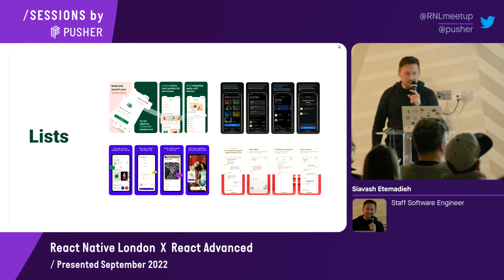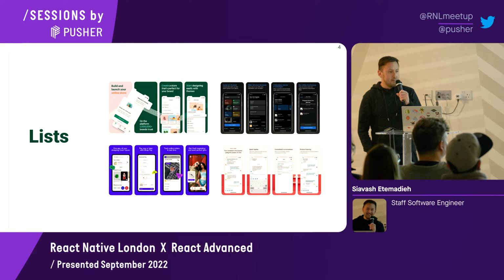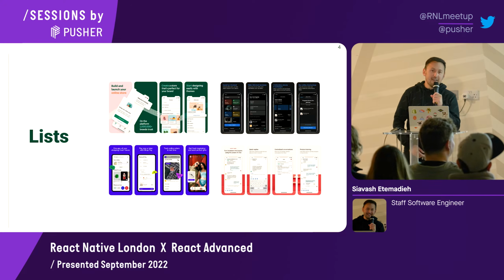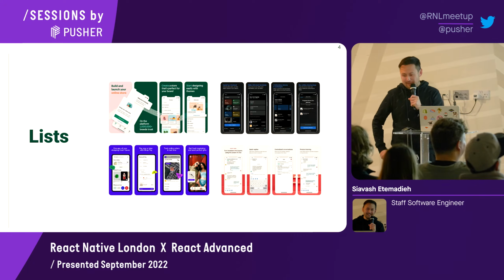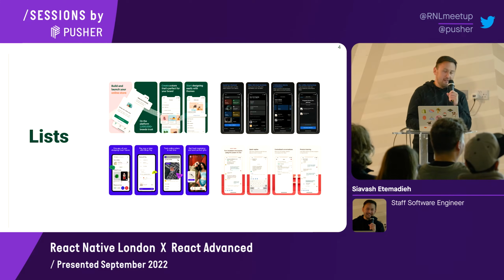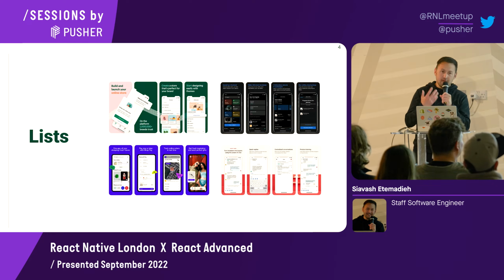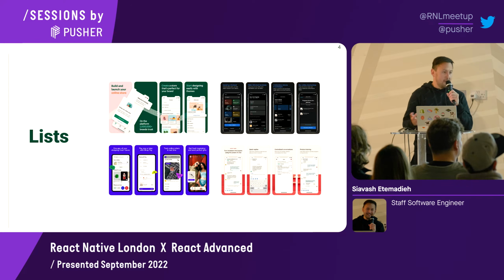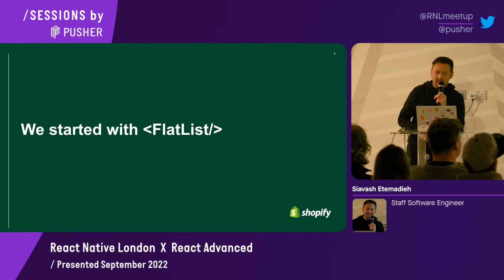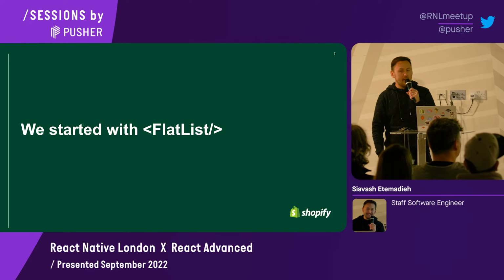And as you can imagine, being a commerce company, we've just got lots of lists, like tons of lists. I can't tell you how many. And when you start React Native as a beginner, probably in the first hour, you're going to be wanting to use a list. So where did we start? So we started with FlatList.